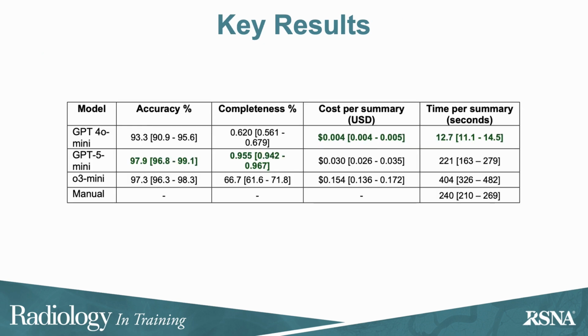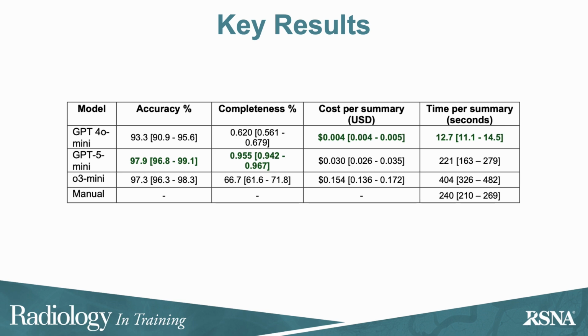GPT-5 Mini achieved the highest completeness at about 95% and the highest accuracy, nearly 98%. O3 Mini had similar accuracy but lower completeness and longer processing times. GPT-4o Mini was the fastest, generating these summaries in about 13 seconds compared with 240 seconds for manual chart review, but completeness was only around 62%.